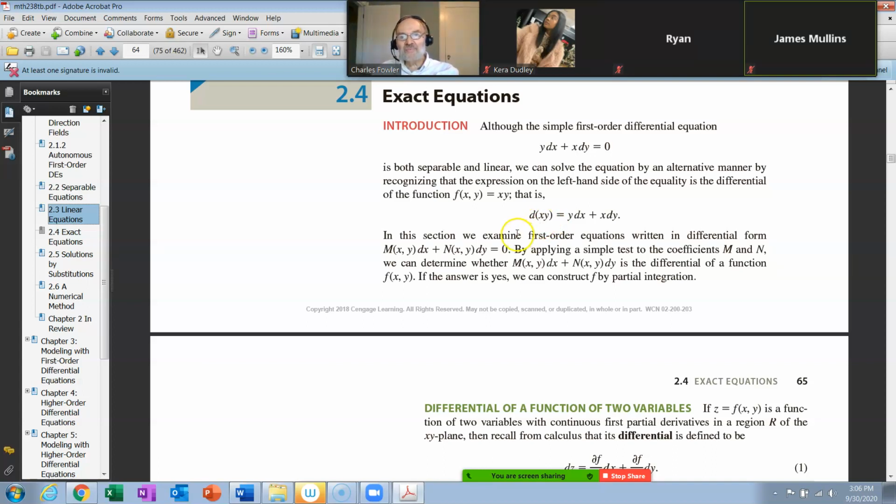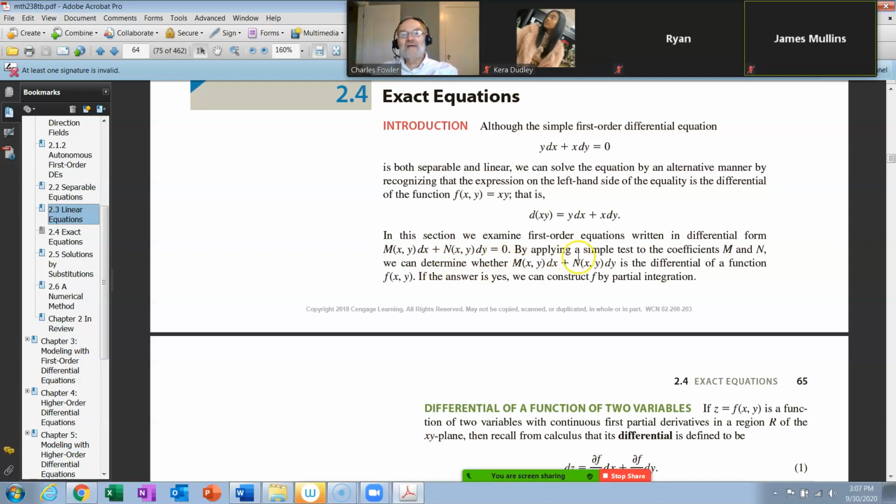Okay, in this section we'll examine first order equations written in this differential form. Some combinations of x and y, M of x,y times dx plus N of x,y dy is equal to 0. Now notice a key here, it has to equal 0, not some other function or anything else. But you have, when you write this in differential form, you have a function of x and y here, another function of x and y here, and that combination is equal to 0.